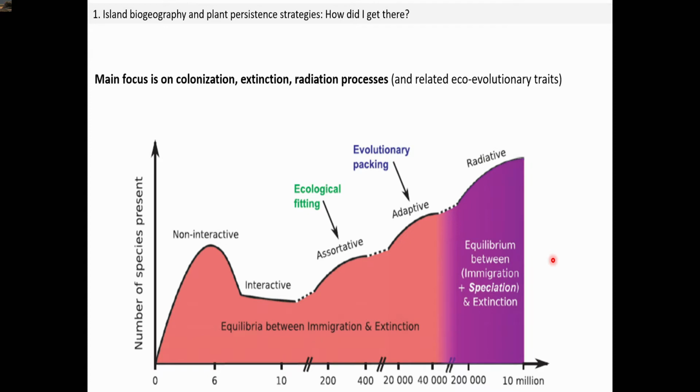And traditionally, the focus of the research on island biogeography is on three main processes: colonization, extinction, and speciation. This is a nice graph from Warren et al., showing how the role of ecology is declining over time, whereas the role of evolution is increasing over time. Here the authors show putative major processes which are interplaying or shifting over time, and how this relates to the number of species.